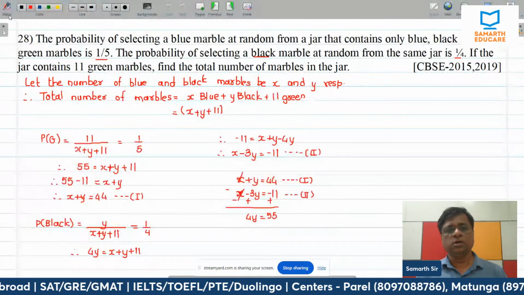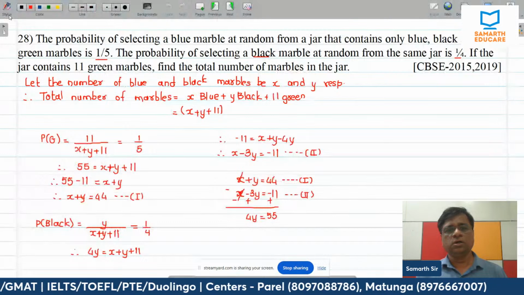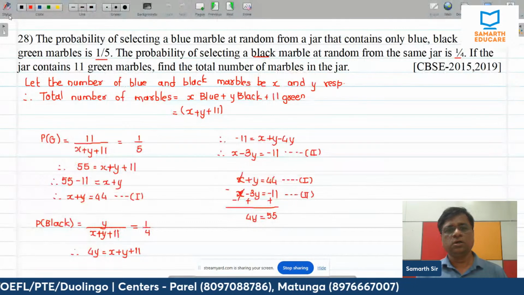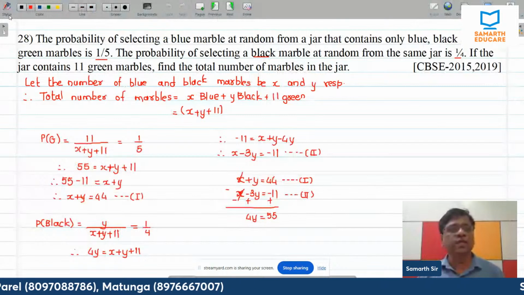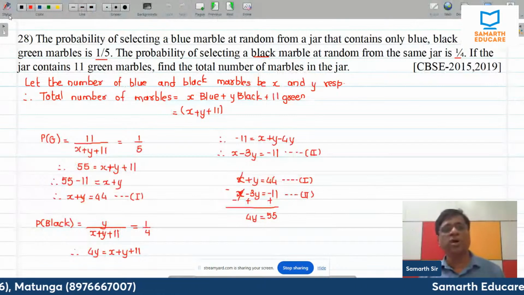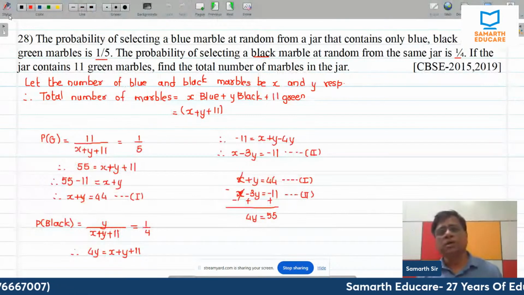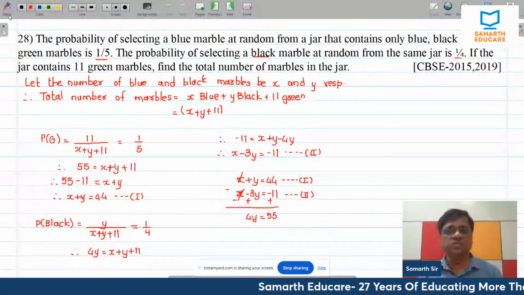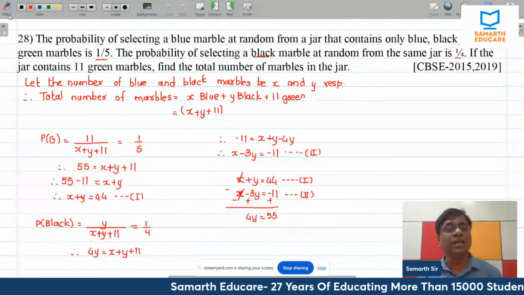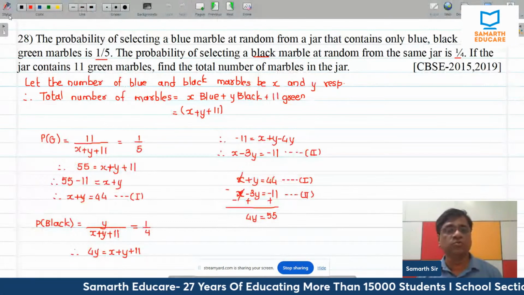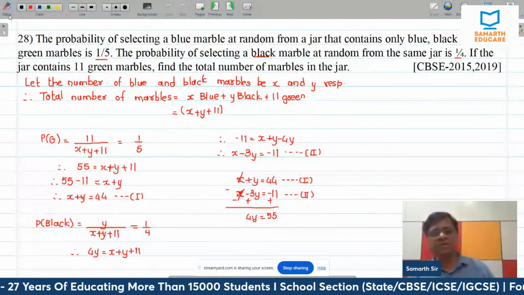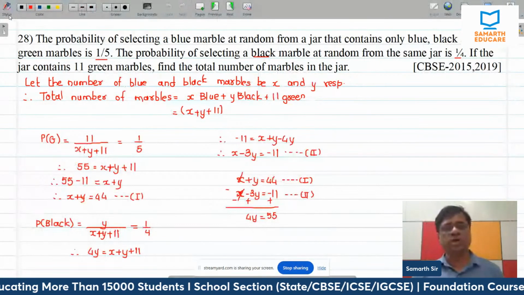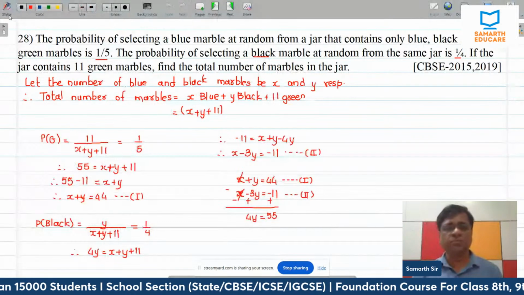Okay, so the question here: the probability of selecting a blue ball at random from the jar that contains only blue, black and green balls is 1 by 5. The probability of selecting a black marble at random from the same jar is 1 by 4. If the jar contains 11 green marbles, find the total number of marbles. So we discussed that let the number of blue and black marbles be x and y respectively. The total number of marbles is x blue plus y black plus 11. So there is no problem about this.